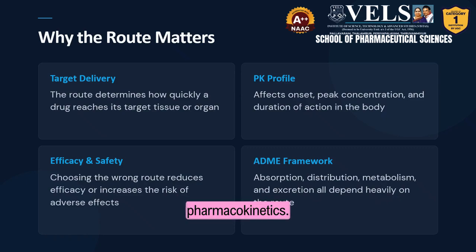PK means pharmacokinetics. It's defined as what the body does to the drug. The route can significantly affect onset of action, meaning how quickly the drug starts producing an effect. The second thing is peak plasma concentration. It means Cmax, the highest concentration achieved in the blood.